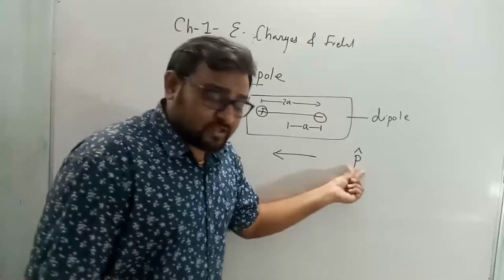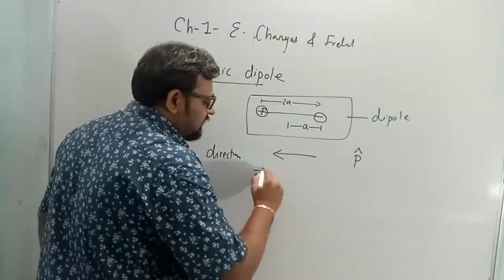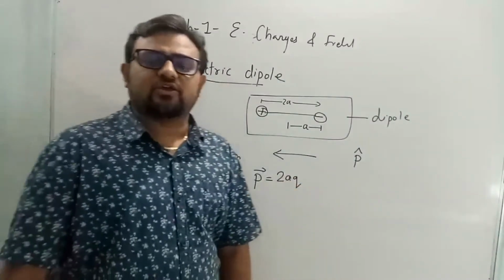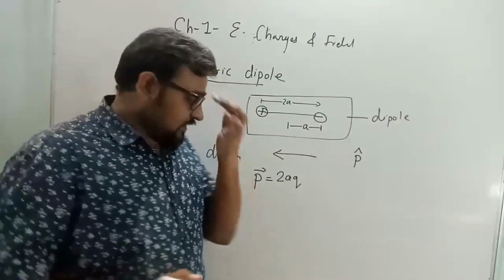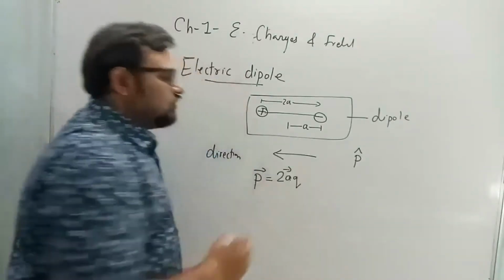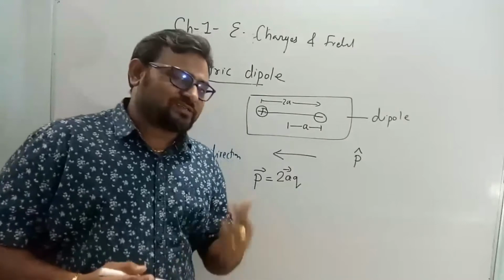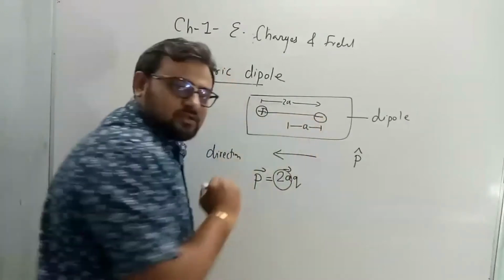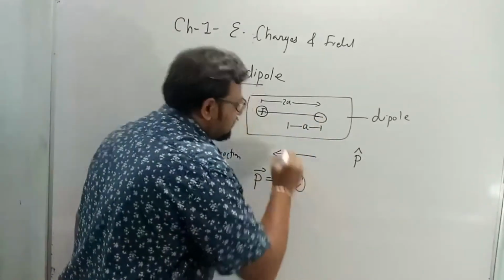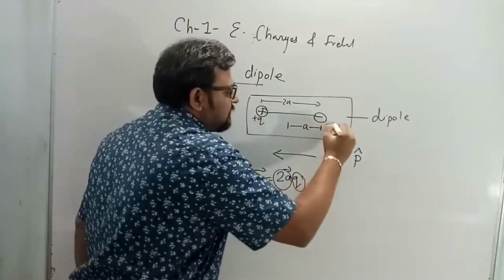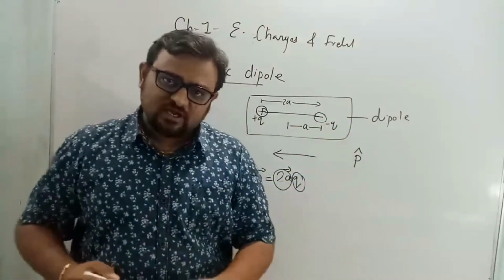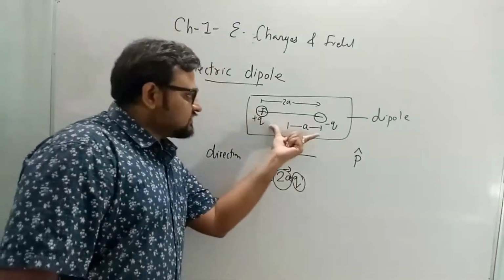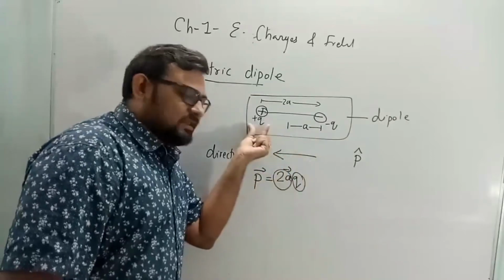Now, what is dipole moment? The formula for dipole moment: vector p is equal to 2aq. Now see, what is 2a? Distance between two charges, right? And what is q? The magnitude of the charges. This is plus q, this will be minus q. So this is the product of which two things? The distance between the two charges and the magnitude of the charge.